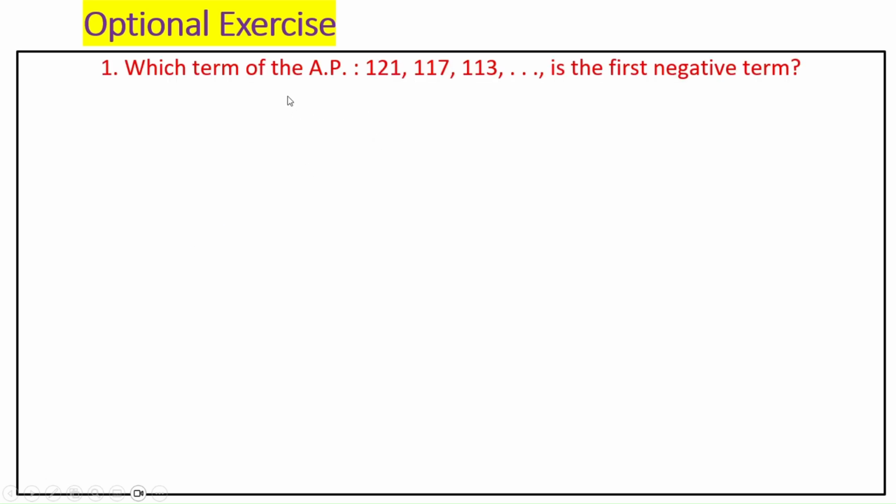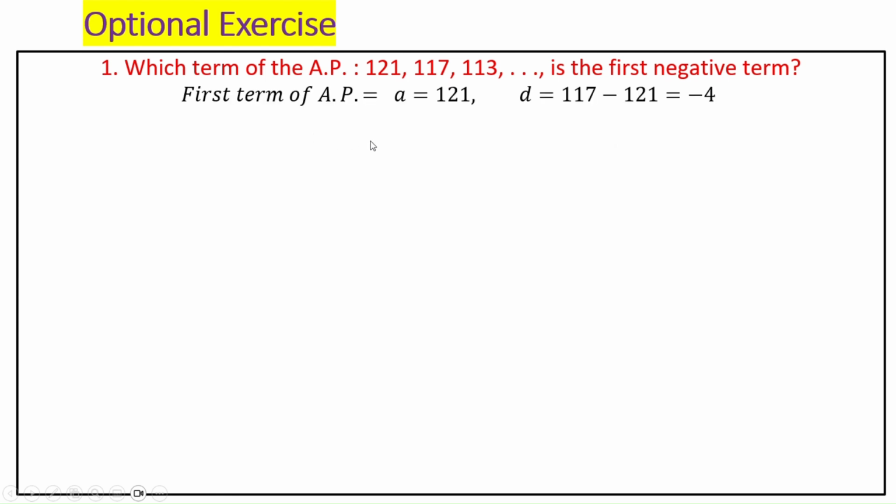Okay, let's do the optional exercise now. First one: which term of the AP 121, 117, 113 is the first negative term? Just remember this is the optional exercise for progressions, which means you will have problems from both arithmetic progression as well as geometric progression. Here the arithmetic progression is a reducing one, with minus 4 as the common difference. The question is what is the first negative term?